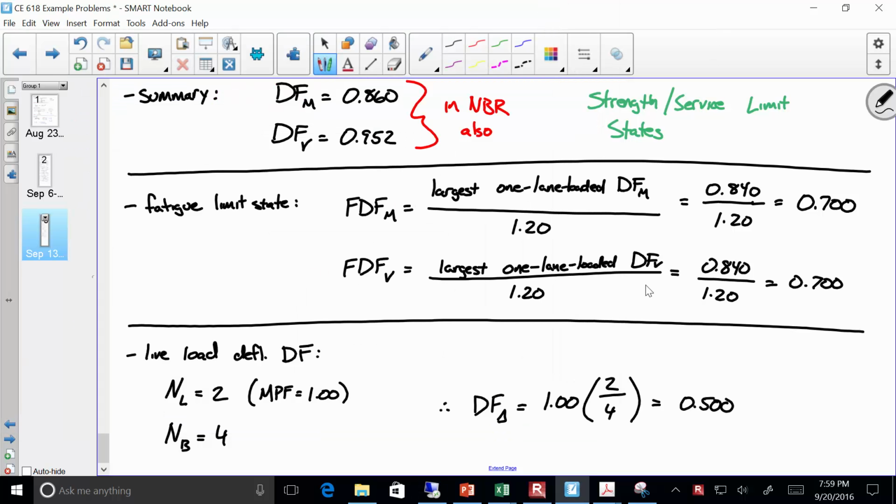Okay, so we're back. This is going to be somewhat short, but I think it'll be pretty straightforward and pretty basic. What we did just now is we computed a comprehensive suite of distribution factors, and when it was all said and done, we arrived at two numbers: a distribution factor of 0.86 for moment and a distribution factor of 0.952 for shear. Okay? Now, where do we use those?